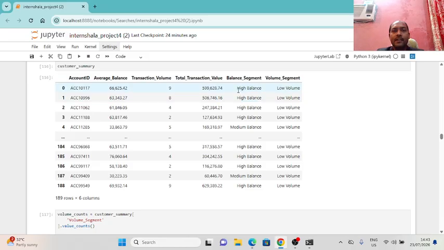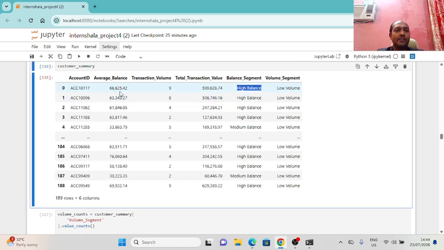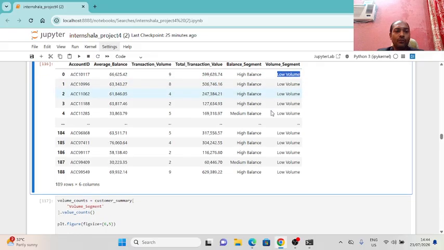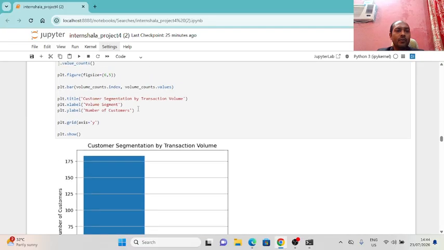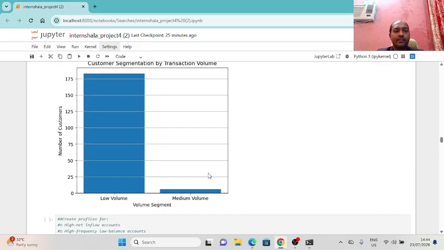So we can see that account ID 117 has an average balance of 66,625, and the transaction volume is 9. It has the high balance because the balance is more than 50,000, but the volume is low. Like that, I have also plotted the graph on the basis of customer transactions.